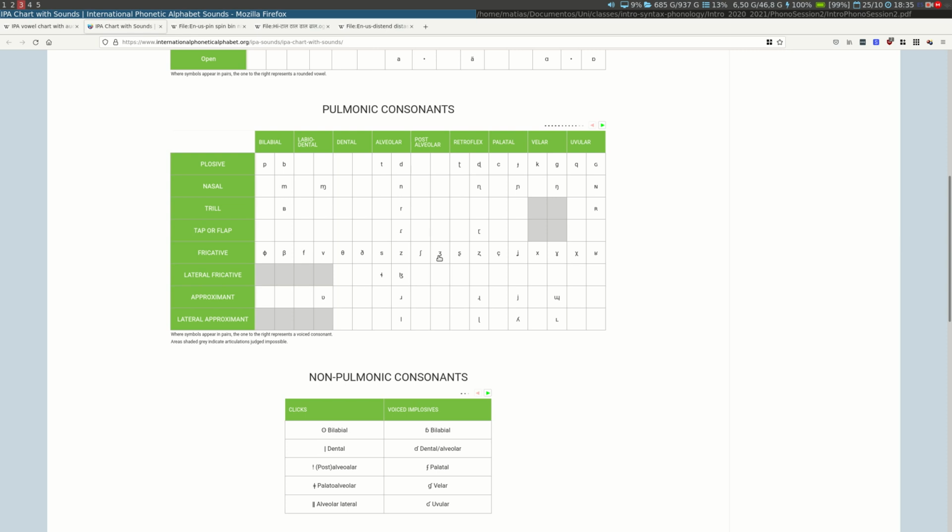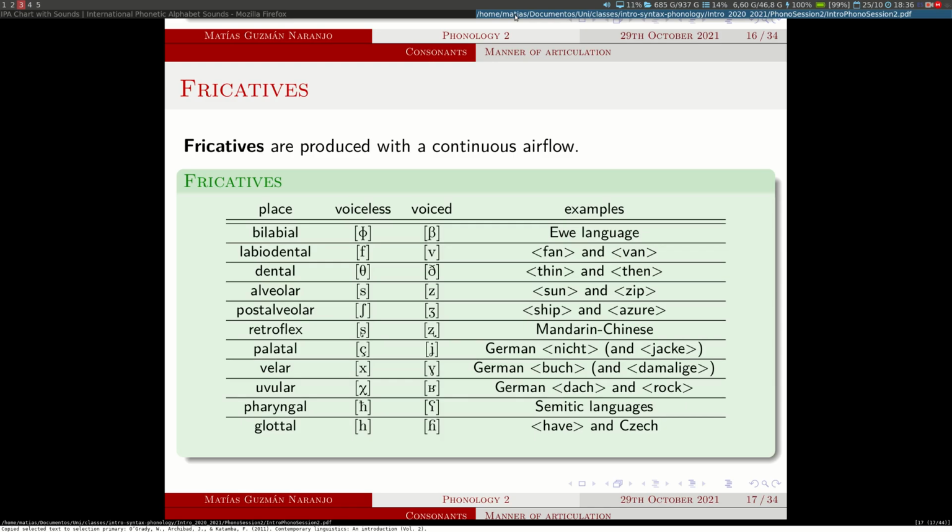I won't show you all of them. You can look at them, but you can see the point. There is a continuous flow of air. It is highly restricted at some place. It can be your lips, your labiodental region, dental region, alveolar region, etc. And that's what creates the sound.